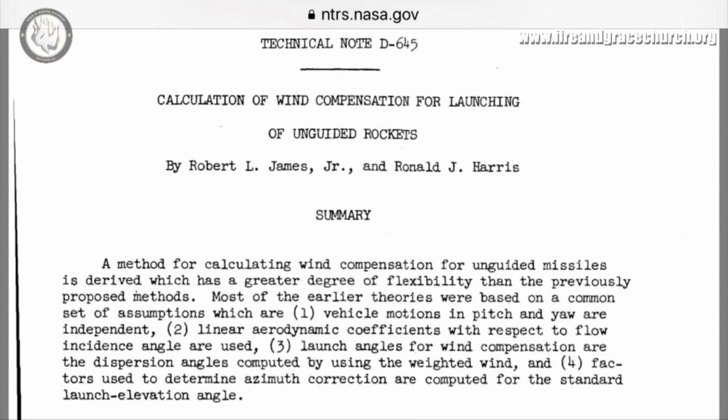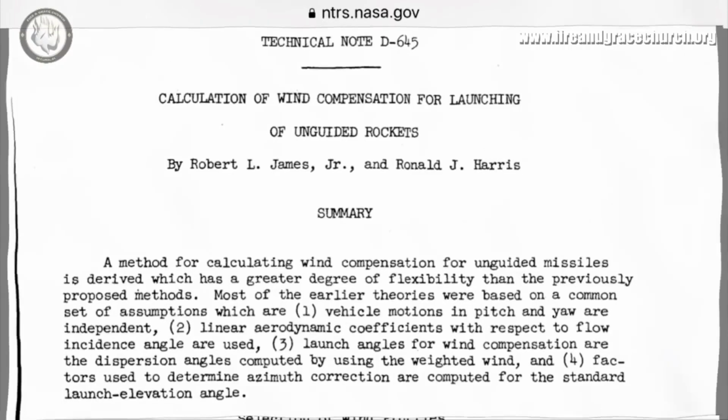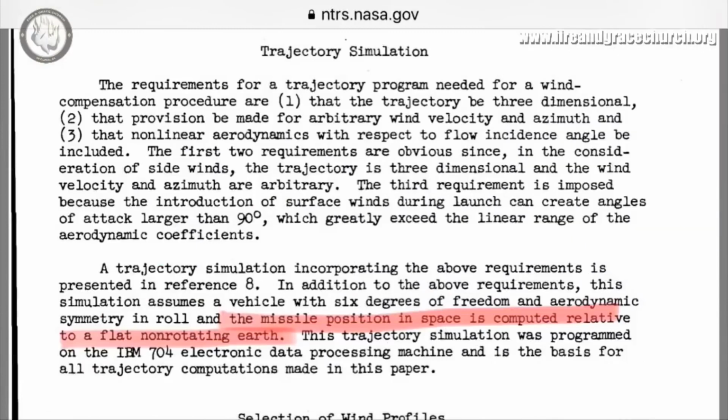Linear aerodynamics, yes. Coefficients with respect to flow, incidence angles are used, launch angles for wind compensation. I mean, it's pretty serious stuff, right? I think you'd probably need to get it right. I know if I was their general or their boss, I'd say you guys better get it right. This stuff's expensive, so let's get it right. Let's look at this.